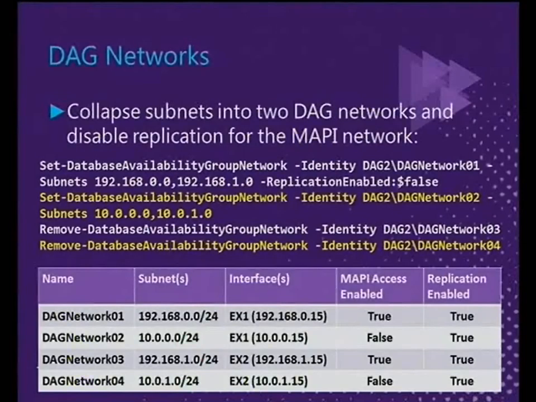We're adding the subnets we want, and it's important that you use both subnets. Whatever value you specify here would overwrite what's already there. So I can't just add subnet 1, because that'll replace it with only subnet 1. I have to add subnet 1 and 2 and say, these are all the subnets I want to be part of this DAG network. Then I'm also going to add and set replication enabled to false, because that's my MAPI network, and I don't want that least recently used algorithm to kick in and use the MAPI network for replication.